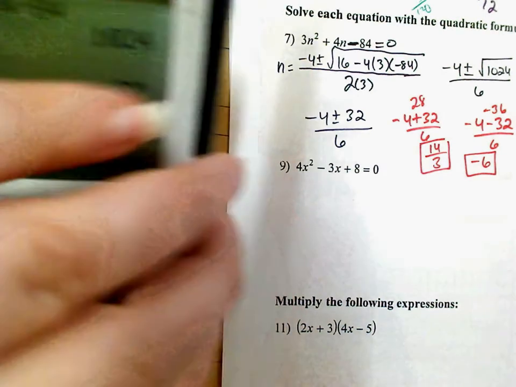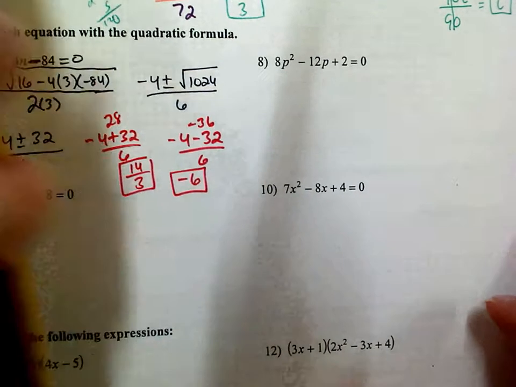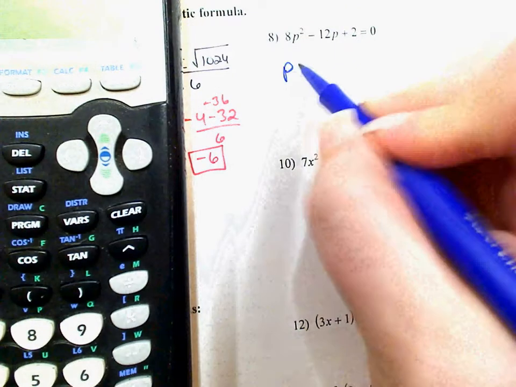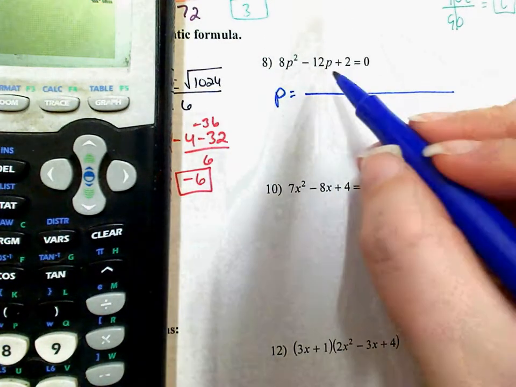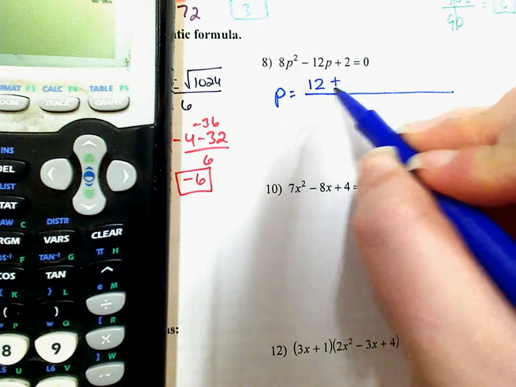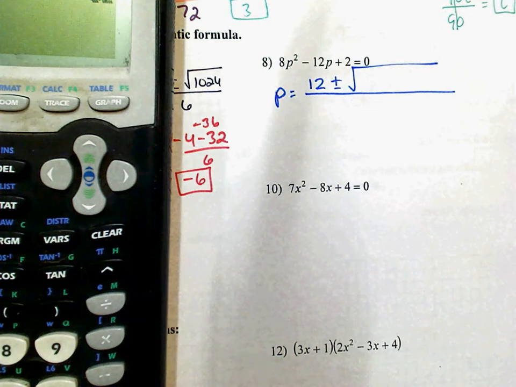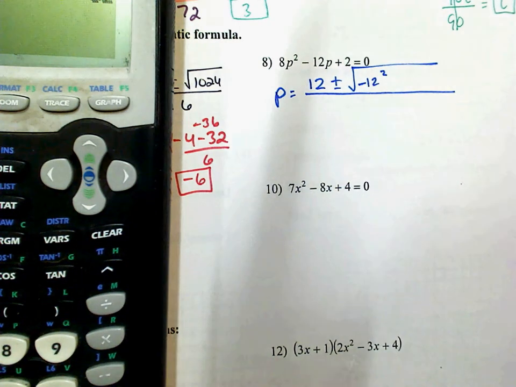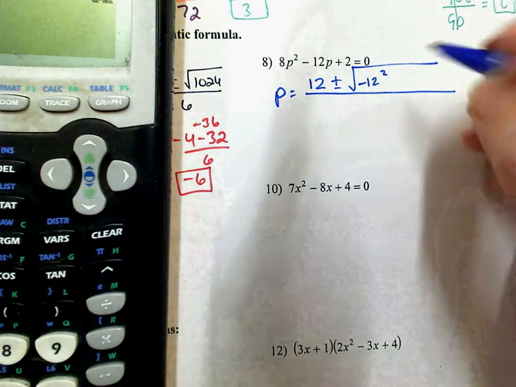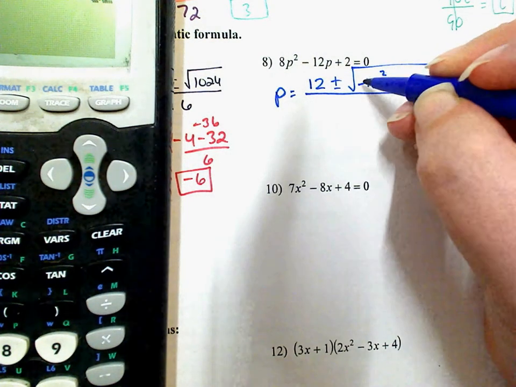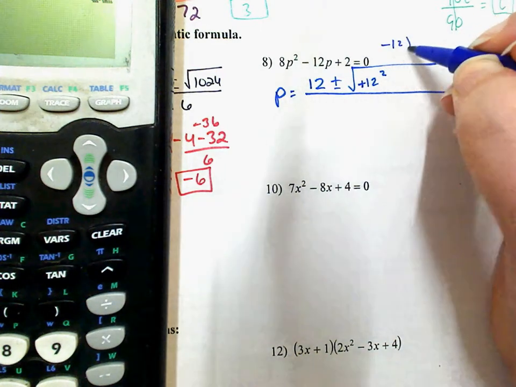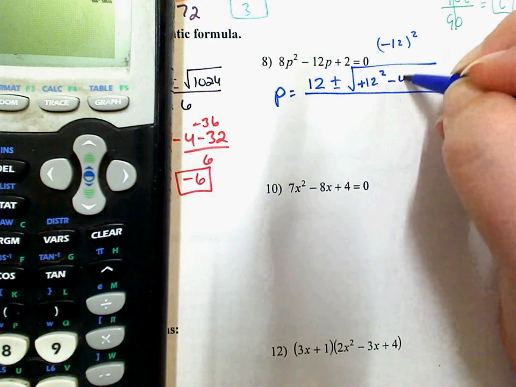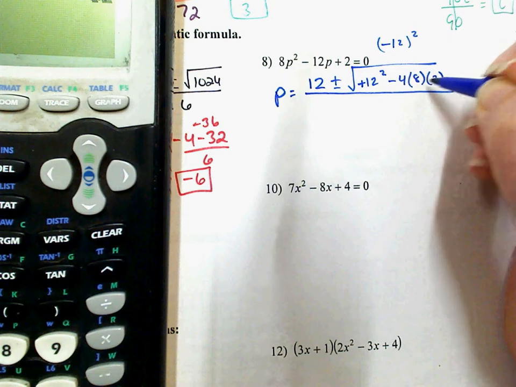On number 8, everything is on the same side, everything is in order, so I'll just start solving. p equals negative b, but 12 is already negative, so positive 12, plus or minus the square root of b squared. Now, if you write negative 12 squared right here, and type it in like that, you're going to get it wrong. A real number squared is always positive. So I would either write in just 12 squared, or negative 12 in parentheses squared, or positive 144, but that should never be negative. Minus 4 times a times c, all over 2 times a.